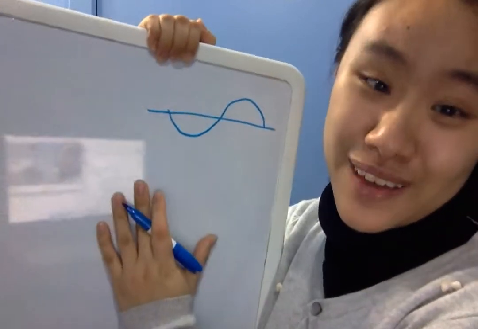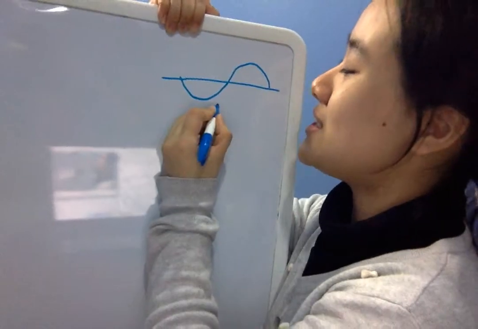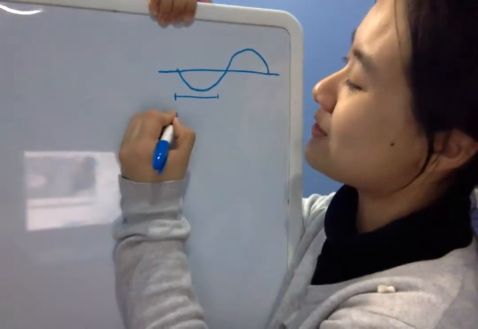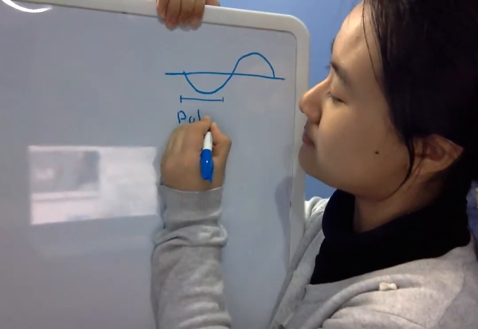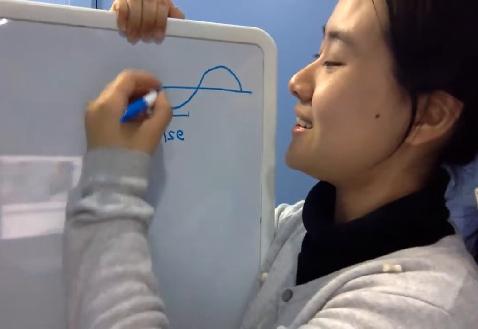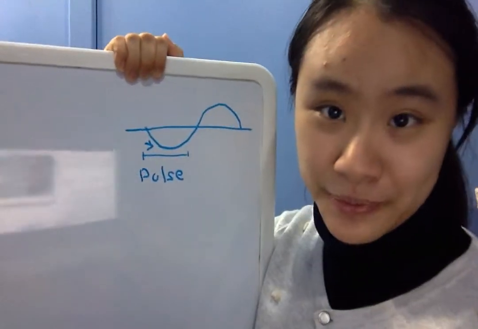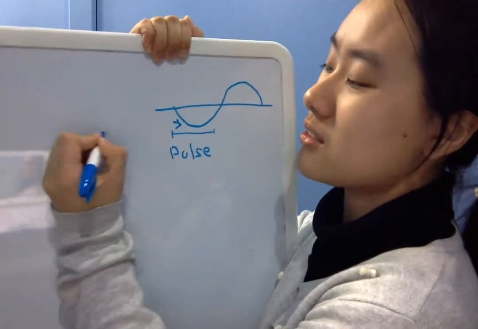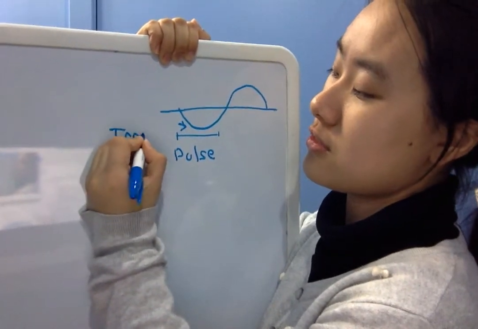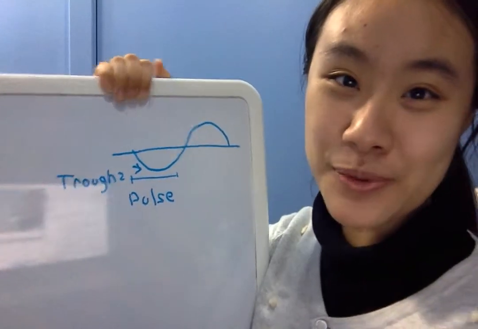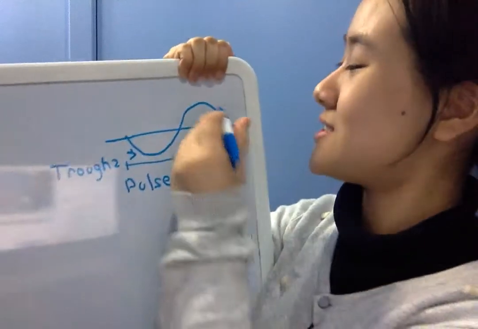So this is a wave, and this single disturbance will be called a pulse. And the lowest point on a wave is called a trough. And then the highest point on a wave is a crest.